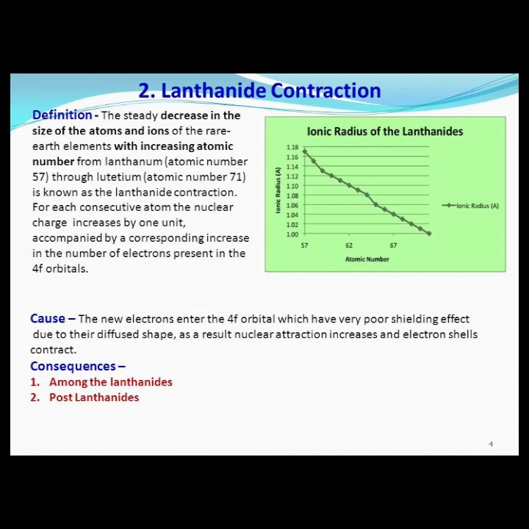Lanthanide contraction. The steady decrease in size of atoms and ions of the rare earth elements with increasing atomic number from lanthanum through lutetium is known as lanthanide contraction. For each consecutive atom, the nuclear charge increases by 1 unit, accompanied by a corresponding increase in the number of electrons present in the 4f orbital. The new electrons enter the 4f orbital, which has a very poor shielding effect due to its diffused shape. As a result, nuclear attraction increases on the electron shell.